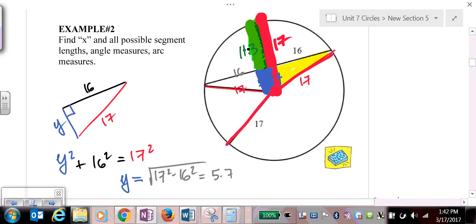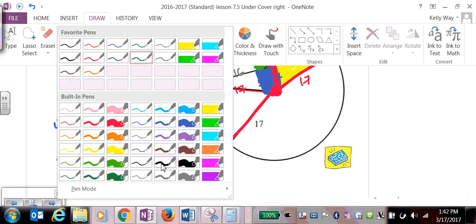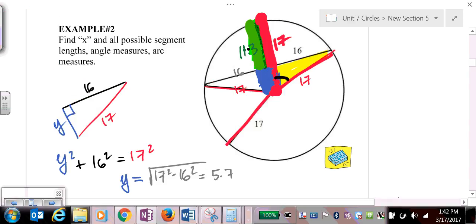We have no angles. So back to our triangle here. Back to our triangle. That is a central angle. Measure of a central angle to its arc. Excellent. So that angle is right there. That's theta.